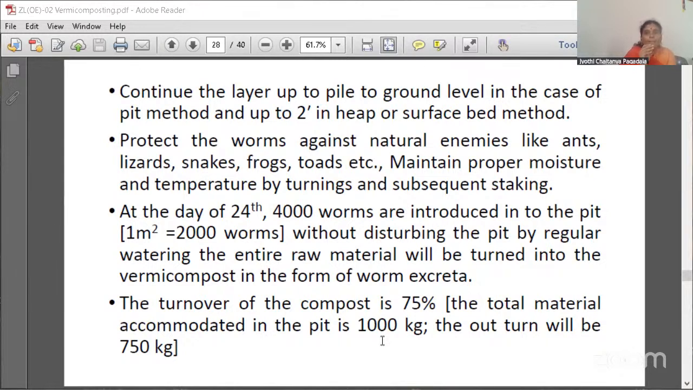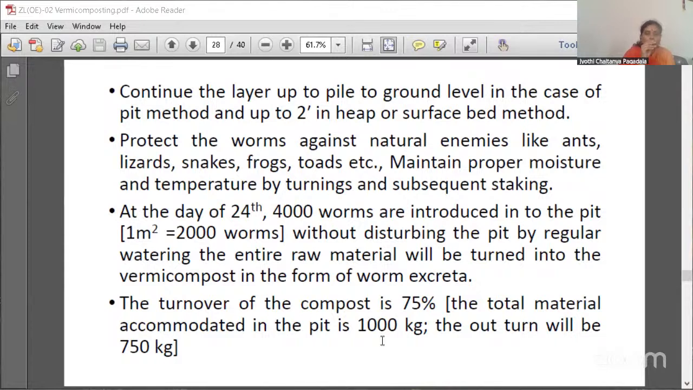At the 24th day, we have to introduce 4,000 worms into the pit. That is about 2,000 worms per square meter, without disturbing the pit, with regular watering. The entire raw material will be turned into vermicompost in the form of worm excreta. The compost will be ready in around 60 days, and after it is ready, the worms are separated by spreading the vermicompost on a plastic sheet in a heap under sunlight.